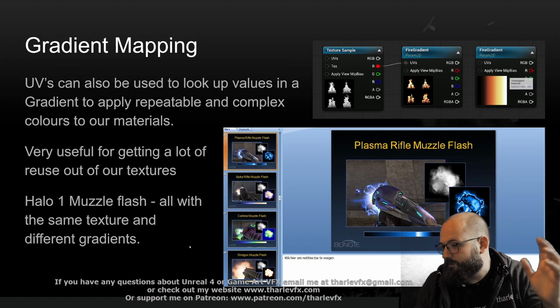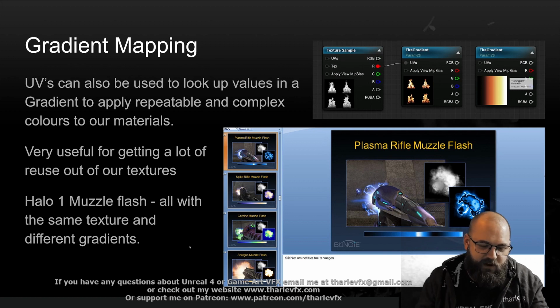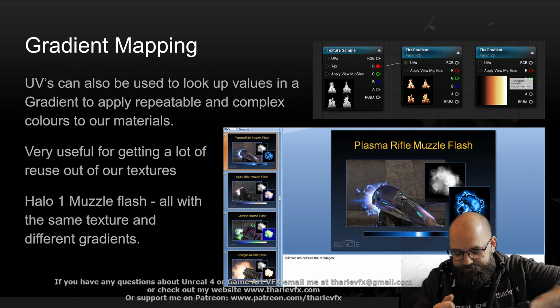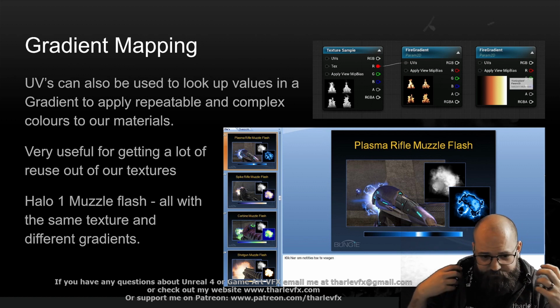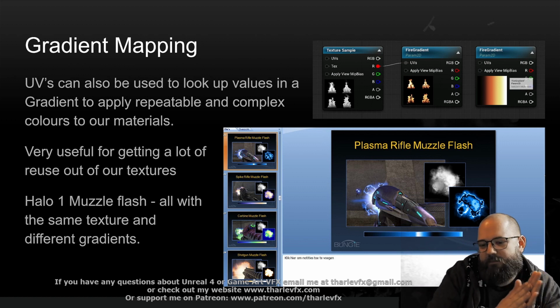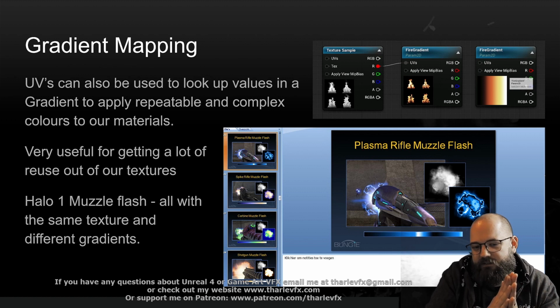Cool. So what else can we do with UVs? We can build up textures and do that, or build up shapes mathematically. We can animate them. We can also do this thing called gradient mapping. Now this is a really powerful technique.